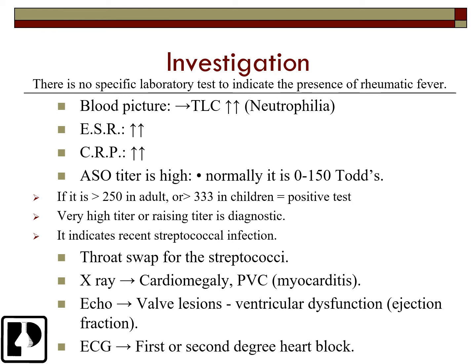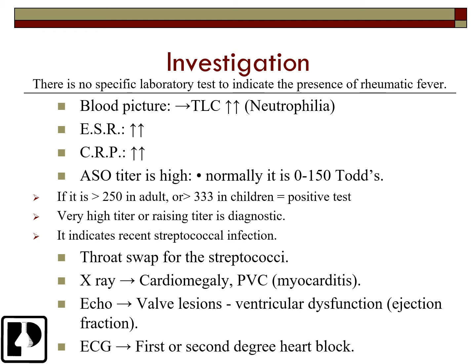and antistreptolysin titer is high. Normally it is 0 to 150 Todd units. More than 250 in adults and 333 in children is a positive test. A very high or rising titer is diagnostic. It indicates recent streptococcal infection.